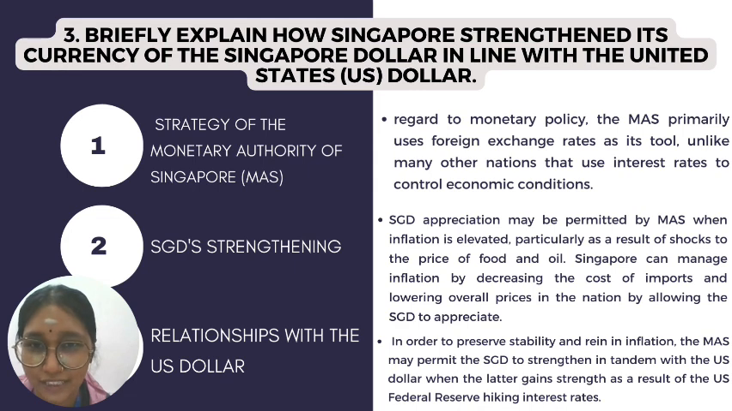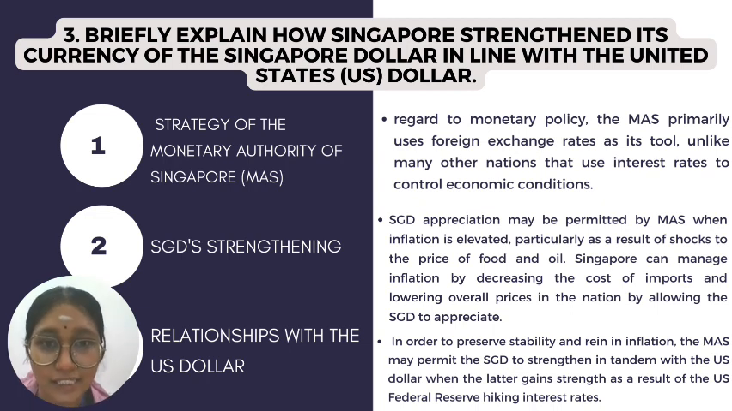I want to explain how the Singapore dollar is in line with the United States dollar. Okay, so in total we have 3. First one is the strategy of the monetary operating of Singapore, MAS. Second one is SGD standing, and third one is relationship with the US dollar.